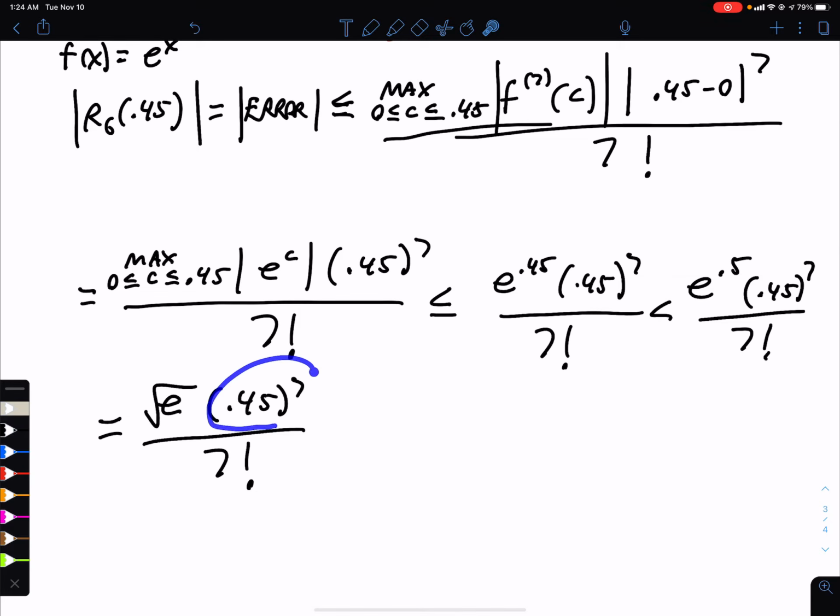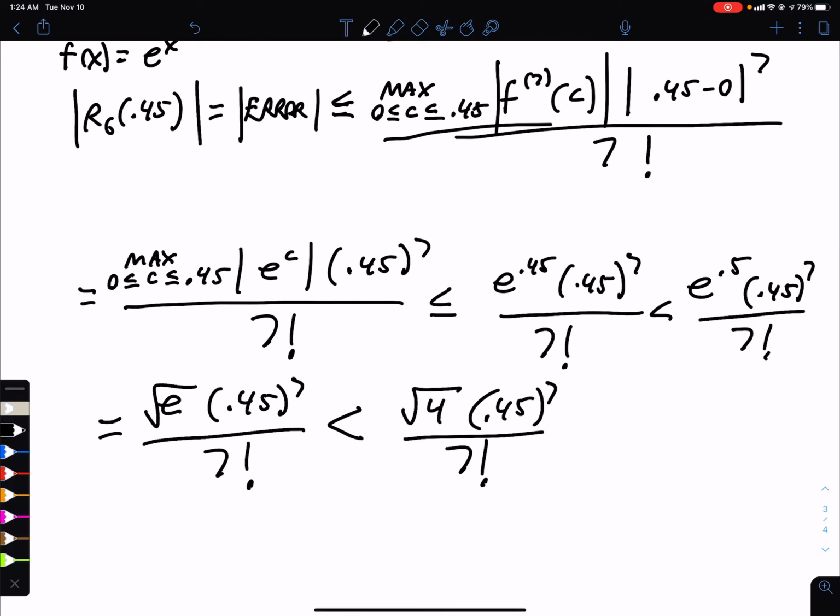Now, we could figure that out by hand. I don't want to do that, so I'm just going to leave it like that. But that's doable. That we can't do. So here is the logic. I say that's less than the square root of 4. Why 4? Because I know how to take the square root of 4, and 4 is bigger than e. So that's a doable number in my head.